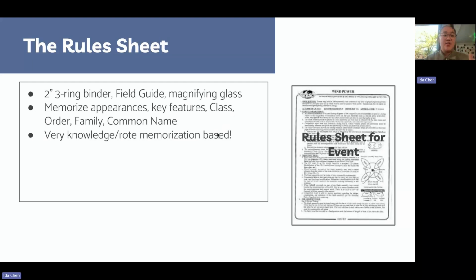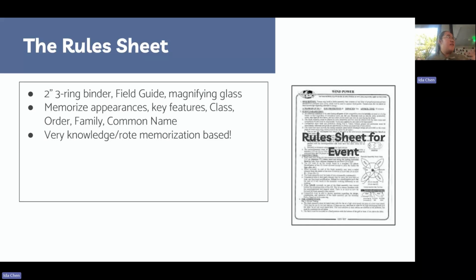In ID events like these, you're basically going to be presented with a lot of different specimens. These either could be actual bugs given to you at stations, or just a presentation with bugs. And you're going to have to identify it by class, order, family, and common name.